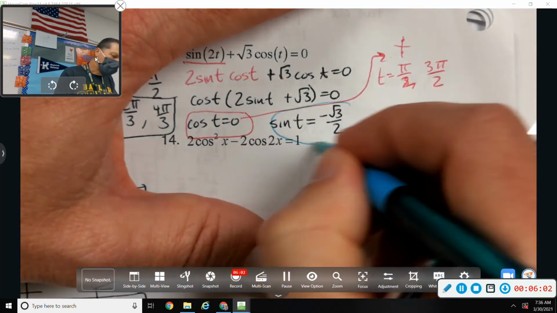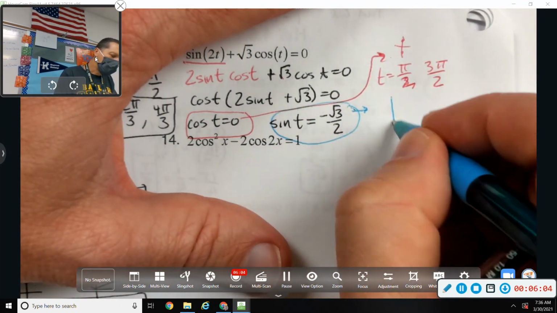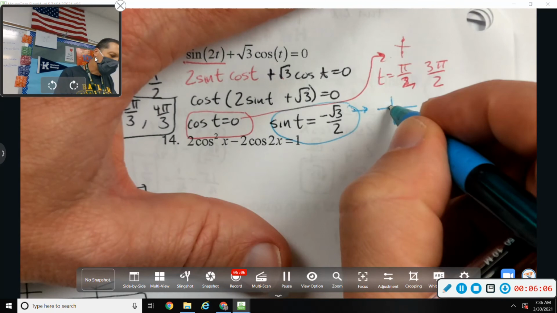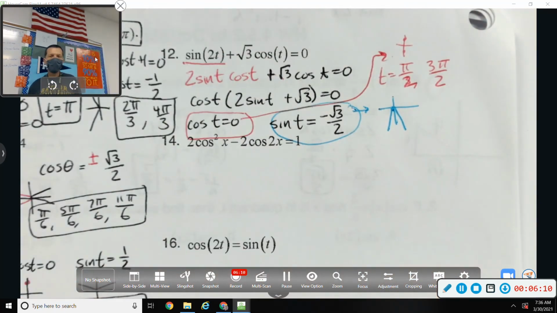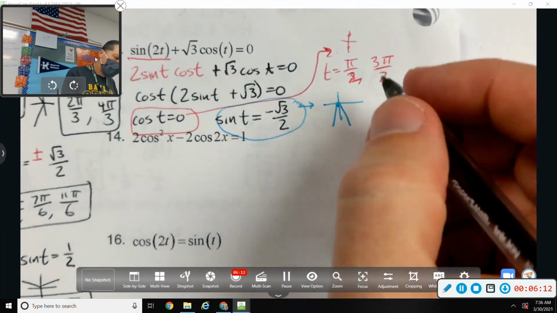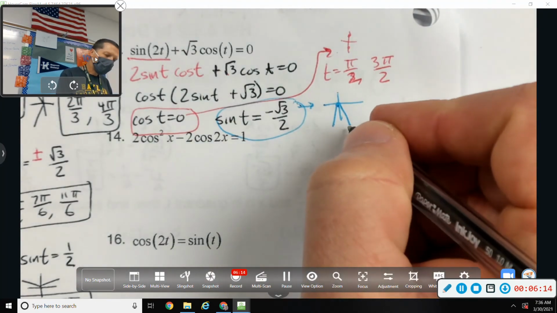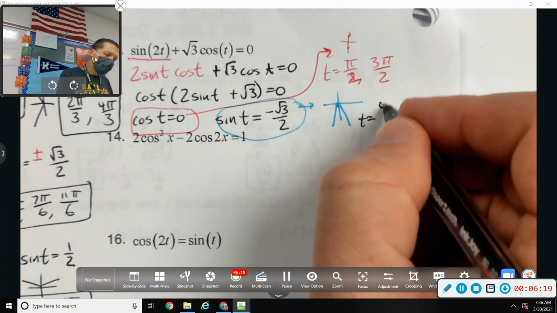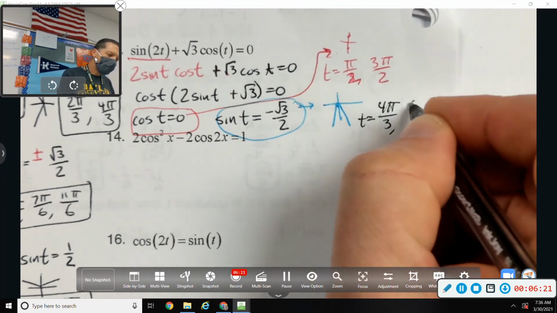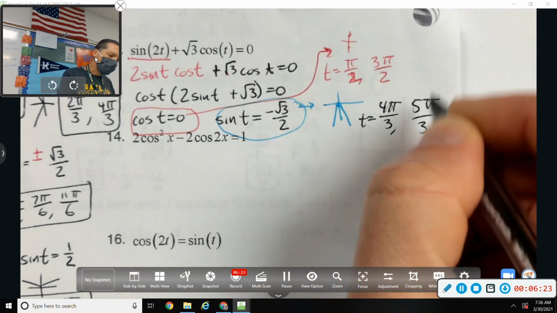And sine equals negative square root 3 over 2. So that would be steep angle in the bottom quadrants. Sine's negative in the bottom. So that would be over 3. And so over 3 would be 4 pi over 3 and 5 pi over 3.